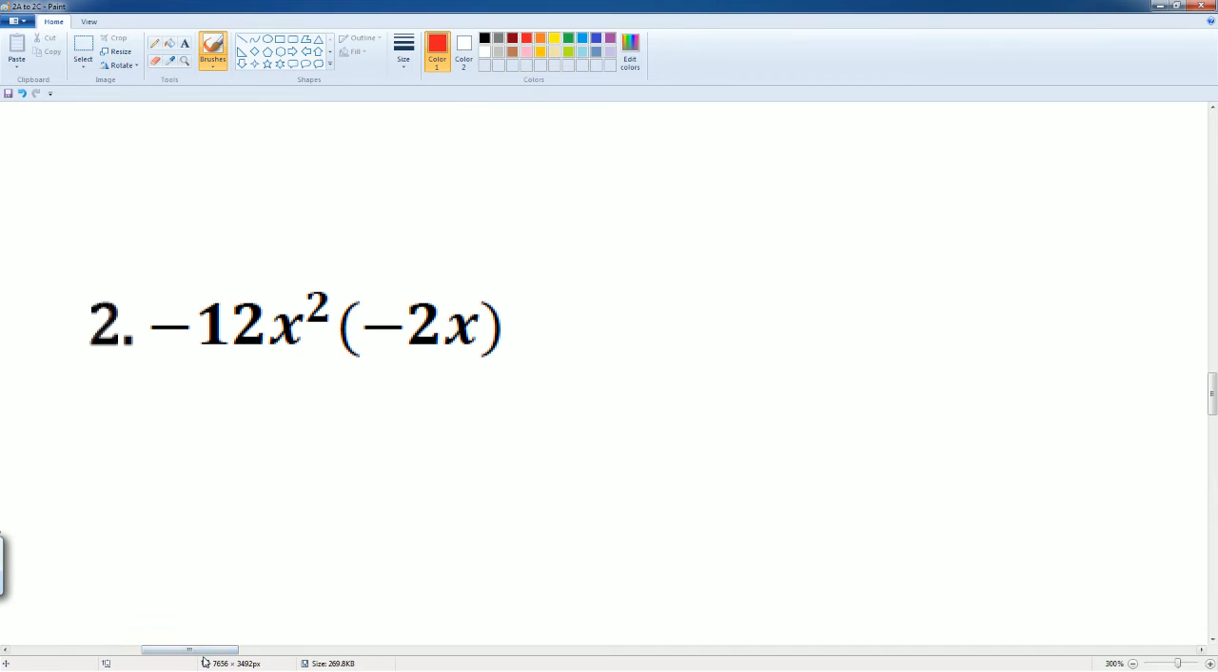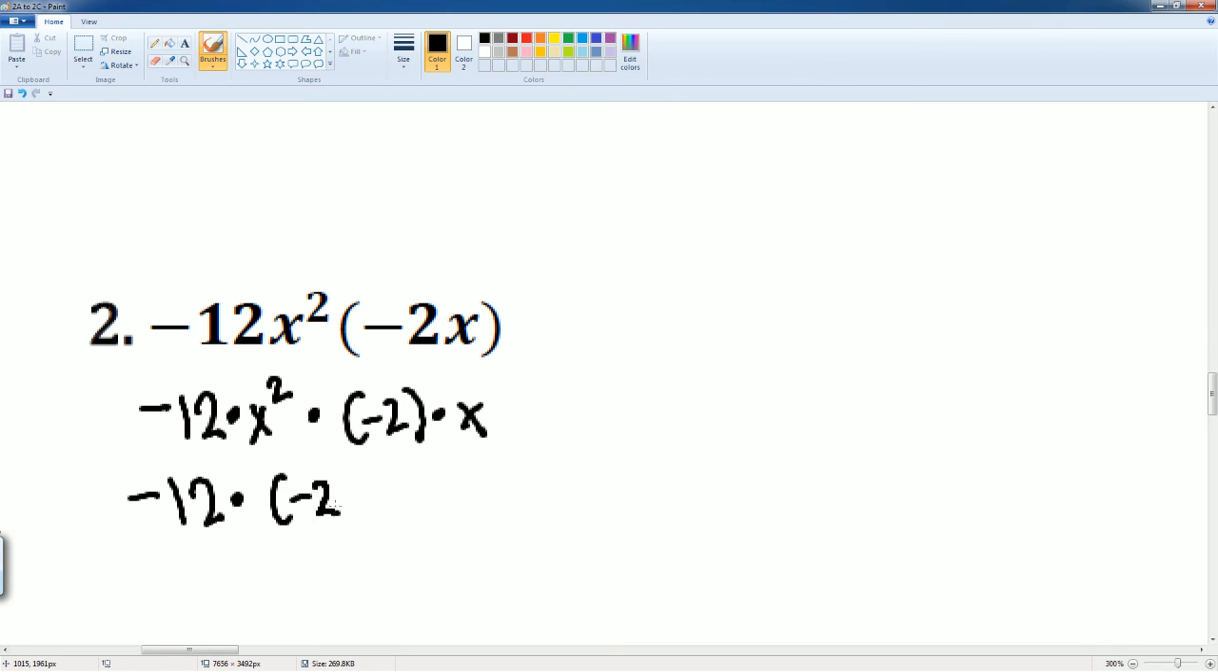Let's do 12. Again, it is just negative 12 times x squared times negative 2 times x. I write it like this so you can see the multiplication. Okay? Negative 12 times negative 2 times x squared times x. Negative 12 times negative 2, that gets you a positive 24. Okay. We don't ever write that positive. We already know that.